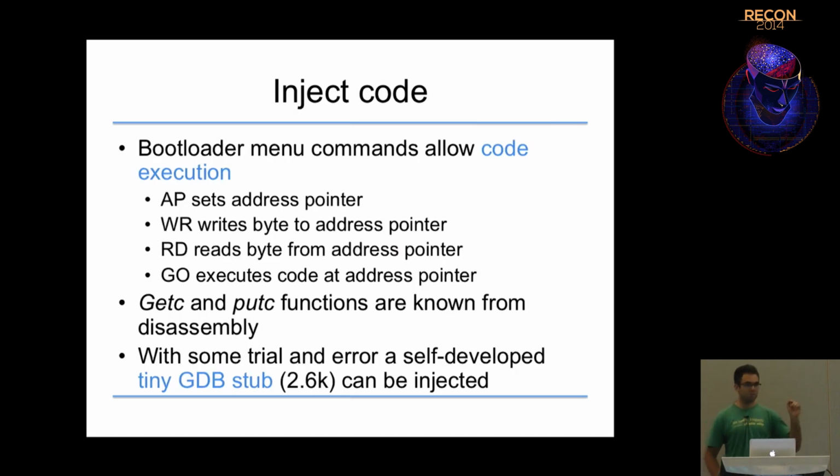And there are also some nice commands like ap, which is set address pointer, wr, which is write a byte to memory, rd, which is read a byte from memory, and go, which is execute the address pointer. So perfect code execution. And from the disassembly of this bootloader, I was also able to get getC and putC functions, so I had input and output.